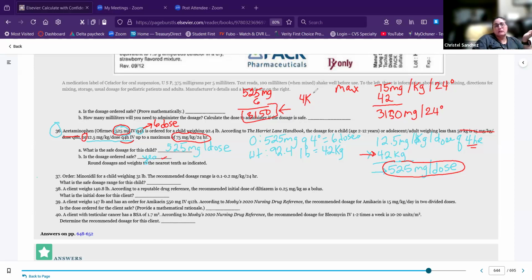Does that make sense? Because anybody who's on Tylenol, any patient that you're taking care of, let's say they're taking multiple things with Tylenol in it, you have to be able to figure out for every drug that's got the Tylenol in it, how much are they getting and add it up for the day to make sure they're not going over their max.